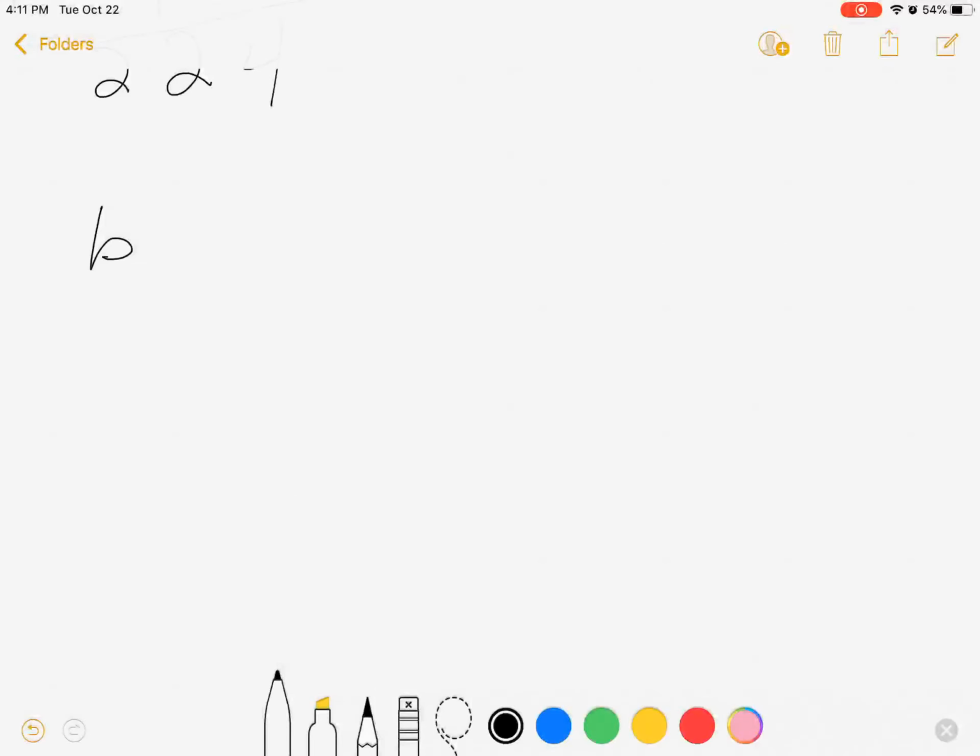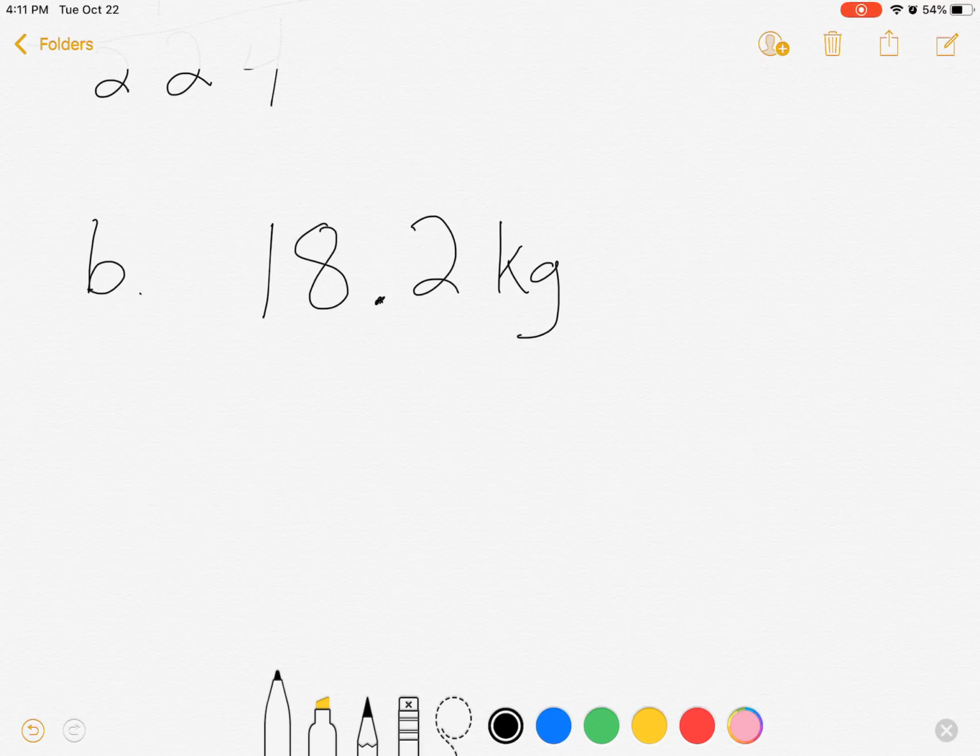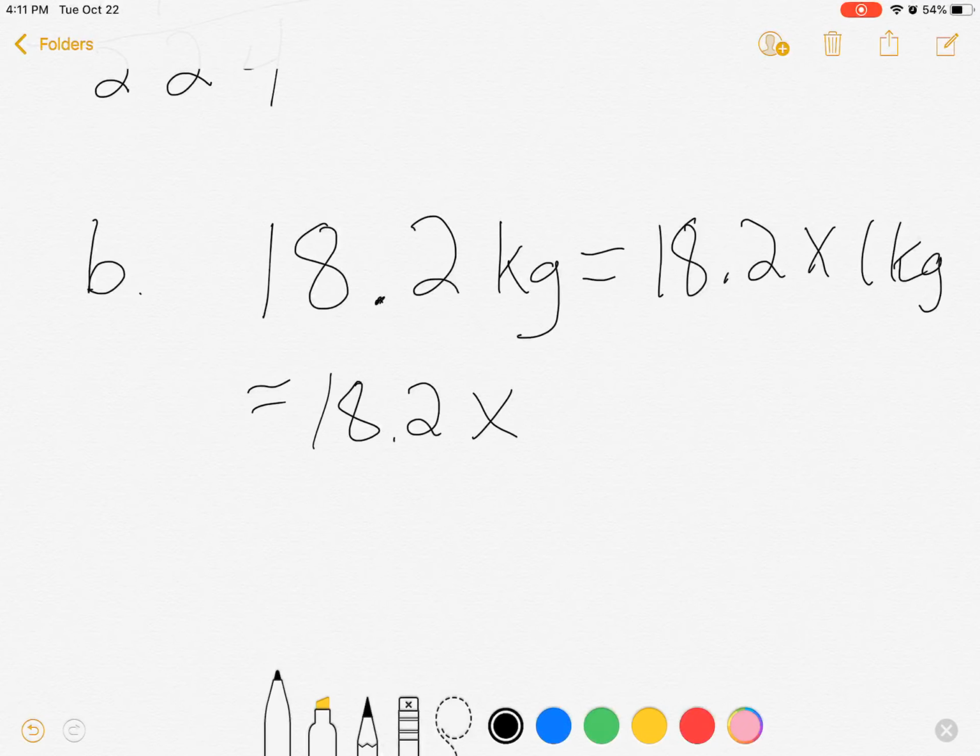Okay, problem B. That's messy. It's hard to write on this. Okay, B. Convert kilograms to grams. Tell me how many kilograms I have here. 18.2 kilograms. And we could also say 18 and 2/10 kilograms equals, we're just rewriting this, 18 and 2/10 times what, girls? 1 kilogram. And then 18 and 2/10 times how many grams? 1,000 grams. Because kilo means 1,000.